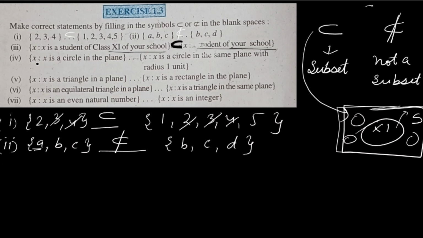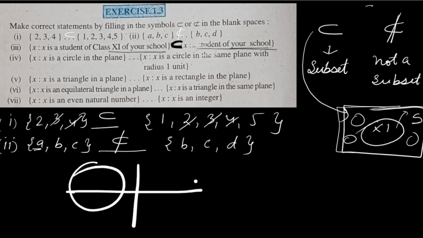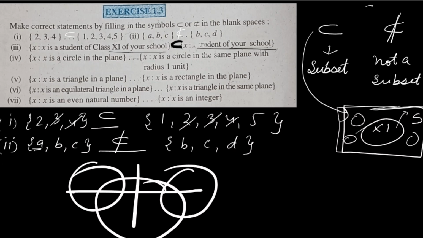Then X is the fourth one. X is a circle in the plane. X is a circle in the same plane with radius 1 unit. So X is a circle in the plane. If we have any plane, suppose this is a plane. If X is any circle, it can be, see, this is one circle, this is one circle, this is one circle, because they have simply mentioned that X is a circle in the plane.